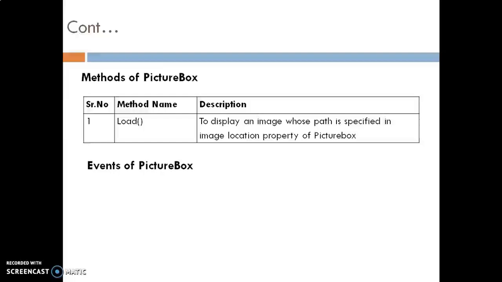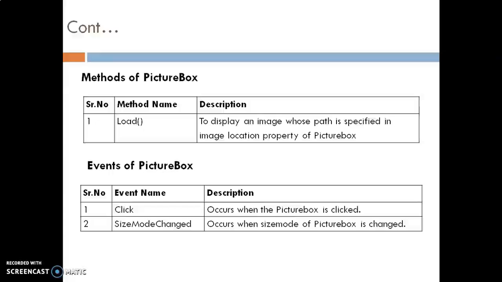Now second is events of picture box control. Two events are generally used with the picture box control. First event is click. This click event occurs when the picture box control is clicked. And the second event is size mode changed. Means whenever the size mode property of picture box is changed, this event occurs.